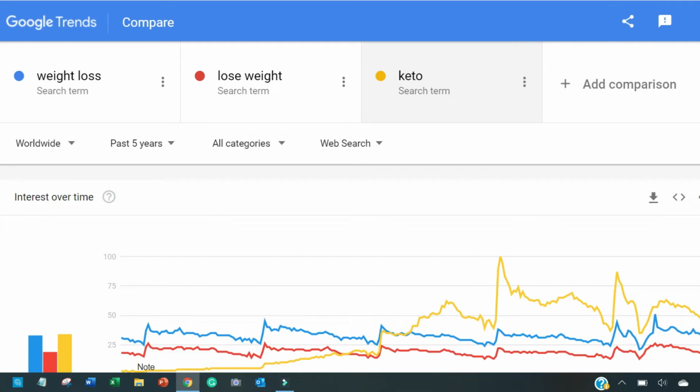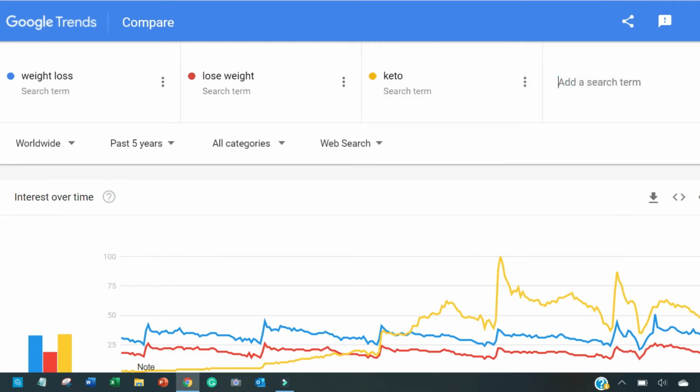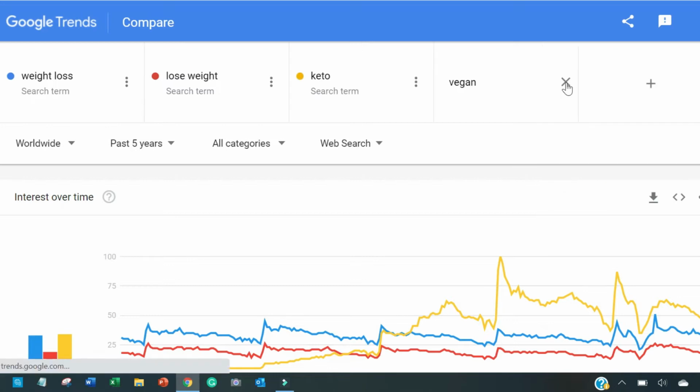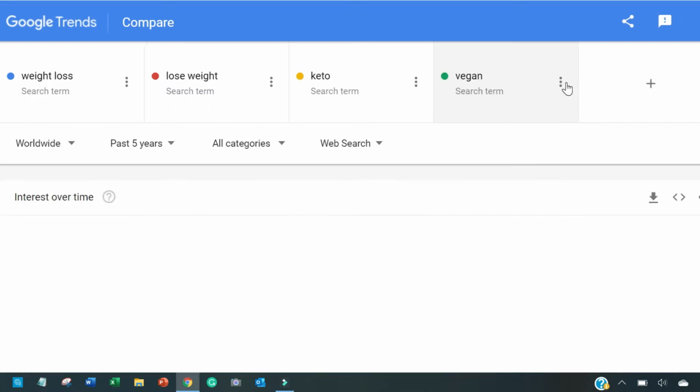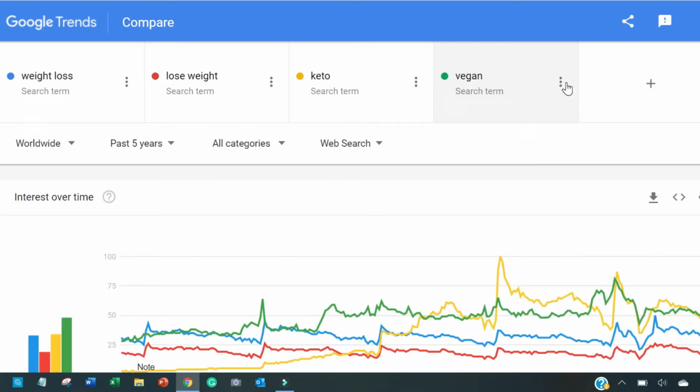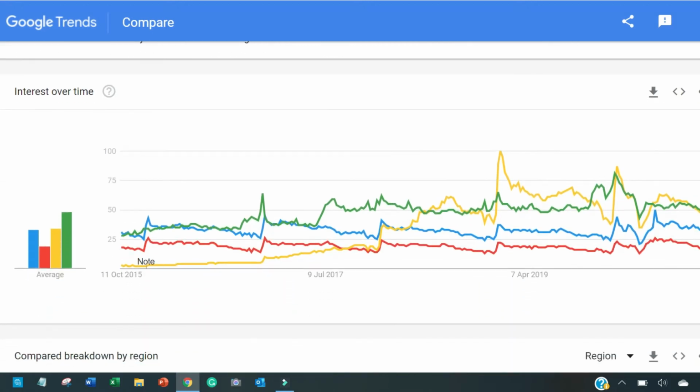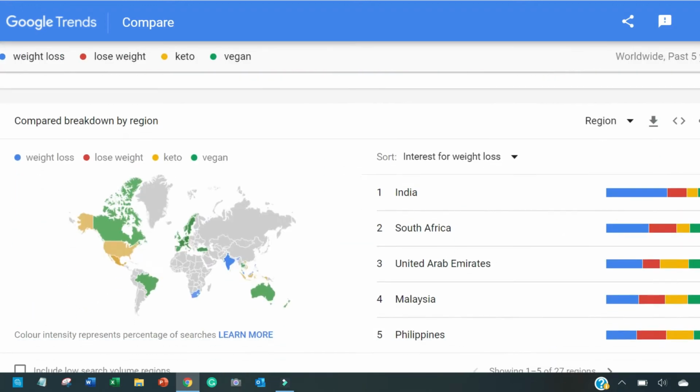So let's look at keto, because I know that is trending now. Oh yeah, something is happening with keto. What about vegan? That's a hot topic as well. This is for you, my sister. You should do this because I know you're into the vegan business. Alright, so vegan and keto are hotter topics than weight loss and lose weight.